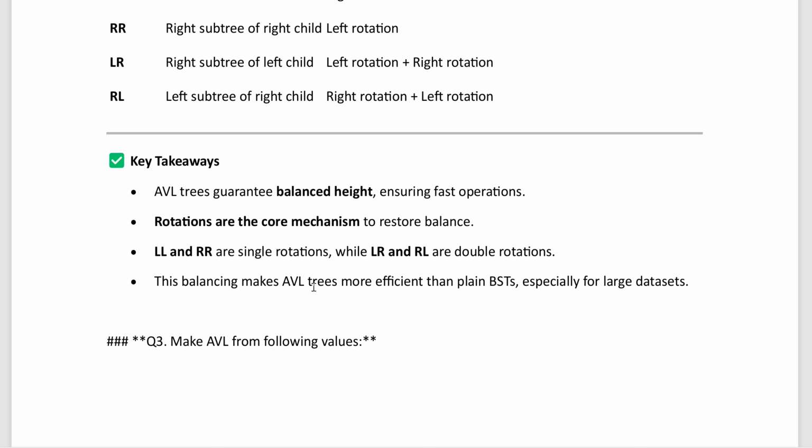So the key takeaways are: AVL trees guarantee balanced height. That is, an AVL tree is a balanced tree ensuring fast operations. Rotations are the core mechanism to restore balance. LL and RR are single rotations while LR and RL are double rotations. That is, we have to perform two rotations in LR and RL, but in LL and RR we need to perform only a single rotation, right? So this balancing makes AVL trees more efficient than plain binary search trees, especially for large data sets.